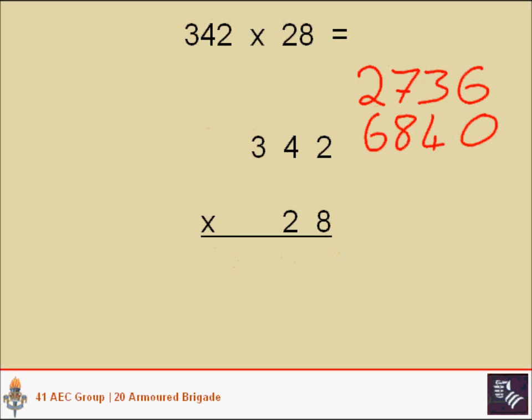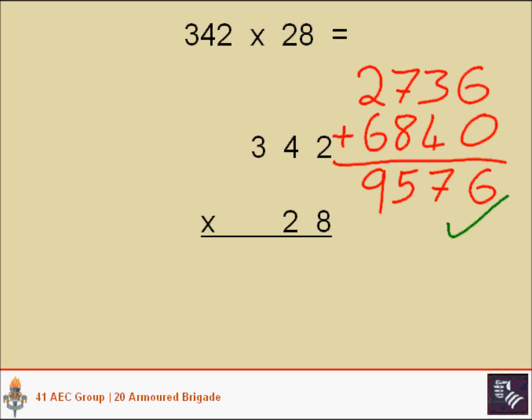Now that we have the product from both equations, we add them together. The answer being 9,576. You can use this method no matter how large the numbers are. The most important thing is to simplify the equation. So if you can break it down in the same way we did, it makes it easier for you to work out. Just remember to add the products together at the end, otherwise you'll have an incorrect answer.